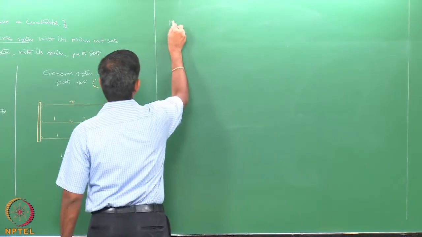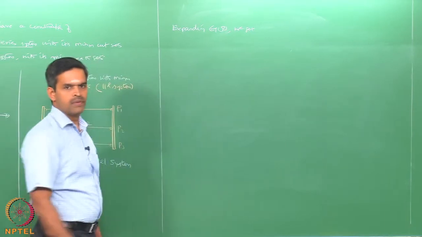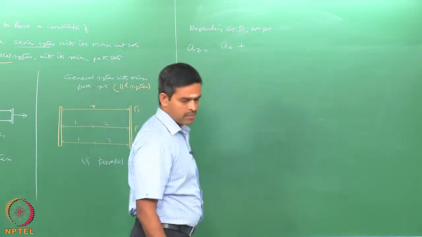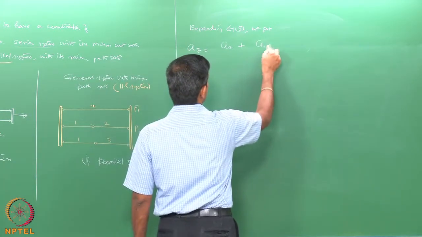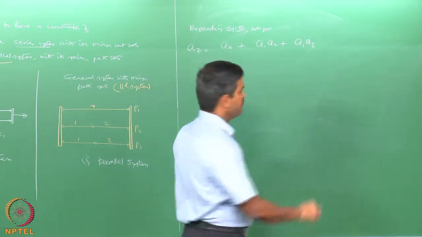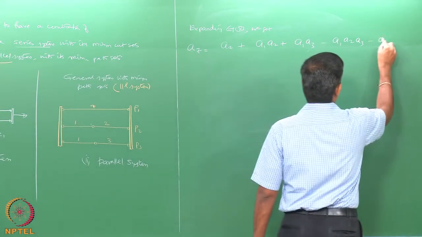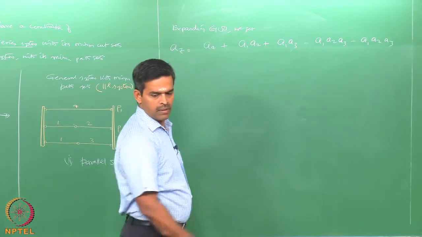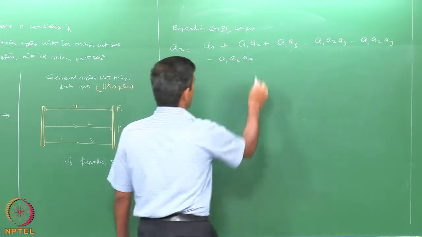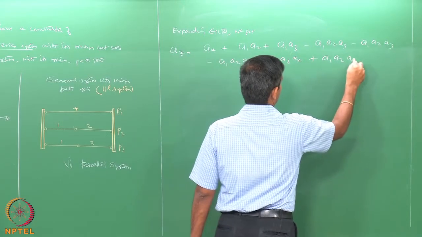So, expanding equation 8, we get Az is equal to A4 plus A1 A2 plus A1 A3 minus A1 A2 A3 minus again A1 A2 A3 minus A1 A2 A4 minus A1 A3 A4 plus A1 A2 A3 A4.